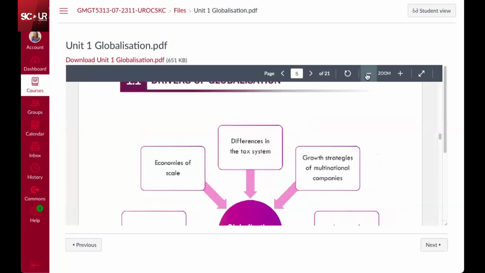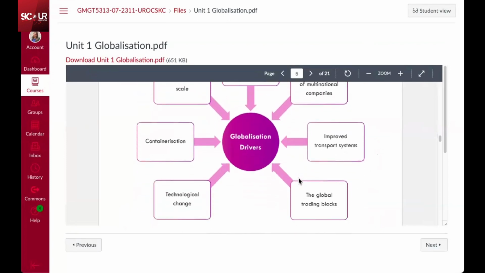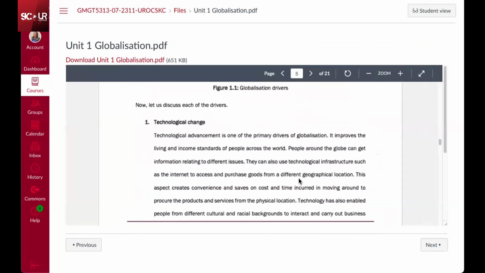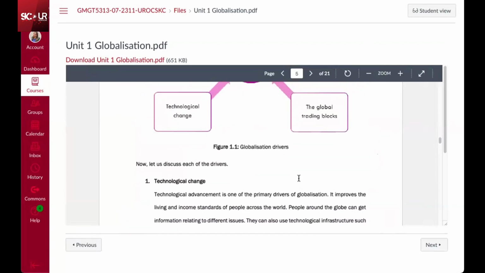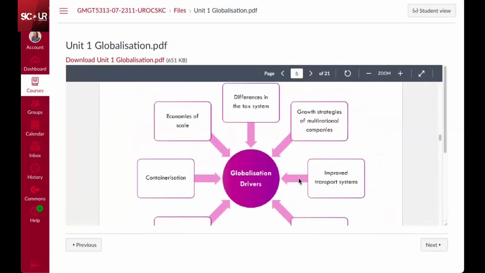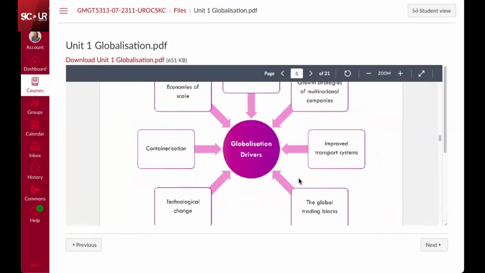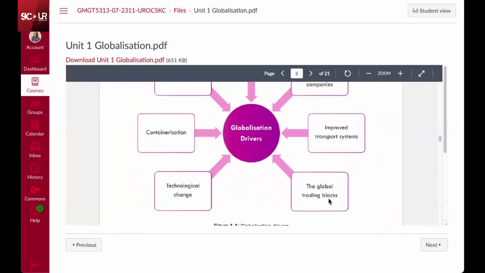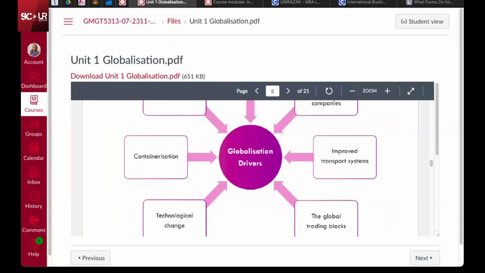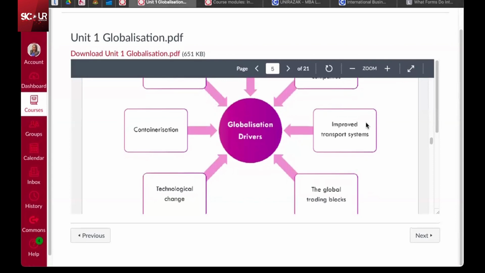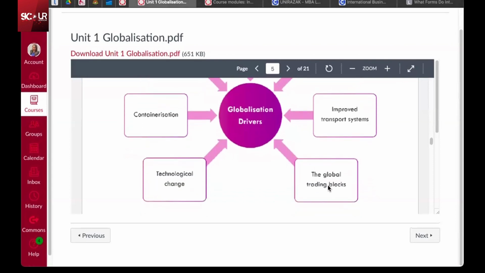drivers of globalization. Okay, we can see that all the readings are here: technological changes, containerization, economies of scale, different tax systems, growth strategies of multinational companies, improved transport systems, and lastly, the global trading blocs, which we are going to learn about later. The regional economic integration. So in several regions, we have trading blocs or economic blocs that facilitate all the transactions.